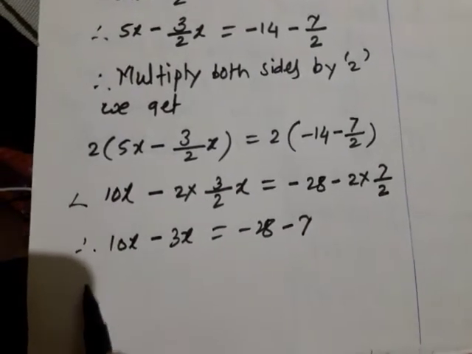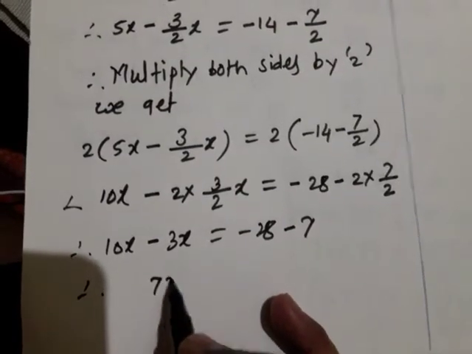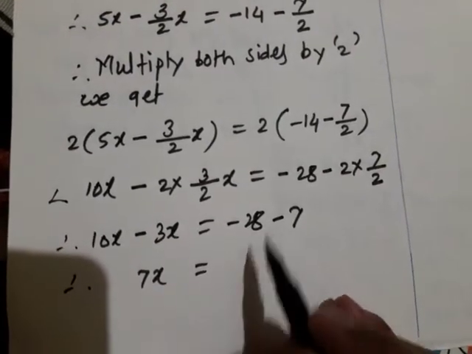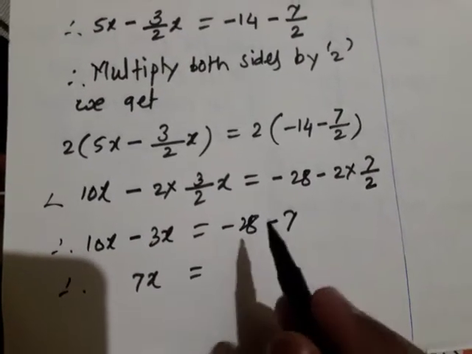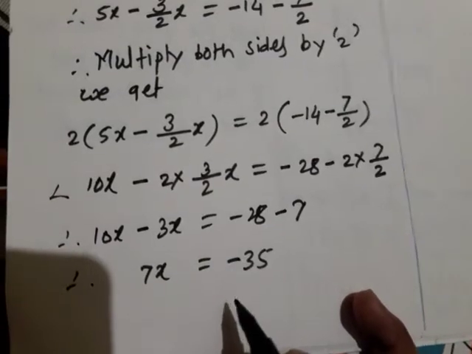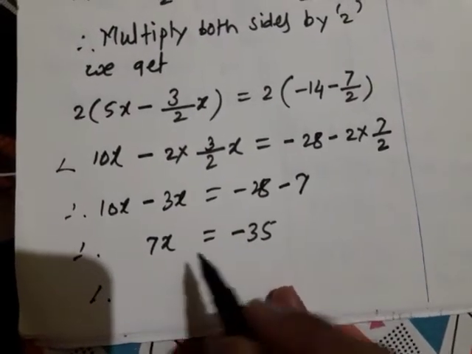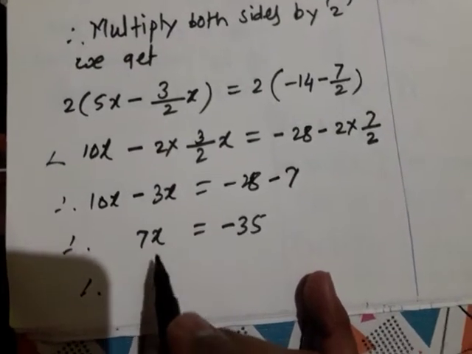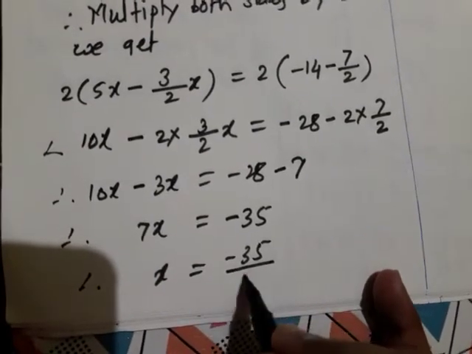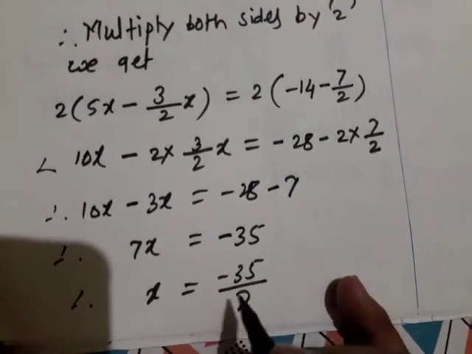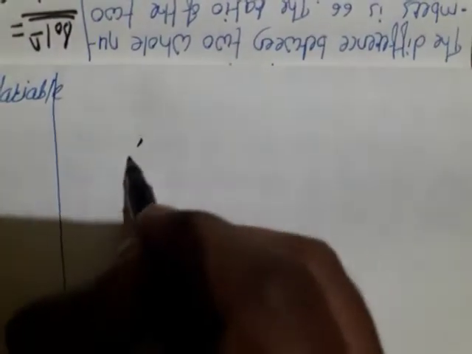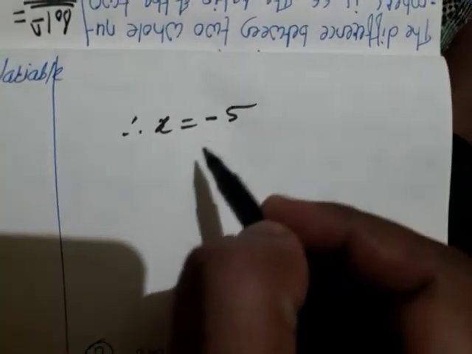What is left? 7. Therefore 10x minus 3x, 7x is equal to minus 28 minus 7. Same sign, addition. Minus 28 plus 7, same sign so we have to add. 28 plus 7 is 35. Which sign is there? Minus. That's why minus. We are going to find out x here. So divide x. Divide x means we have to divide this coefficient to this RHS. Minus 35 divided by 7. Okay. 7 ones are 7, 7 fives are 35. Therefore x is equal to minus 5.